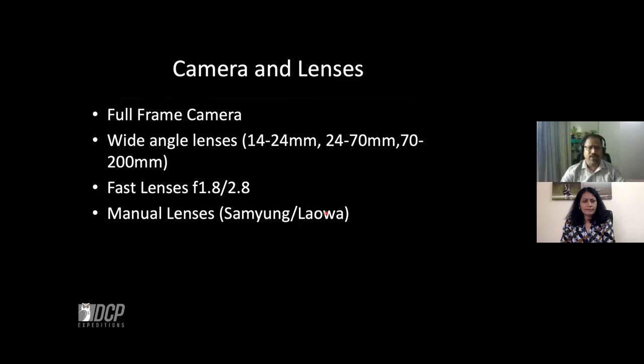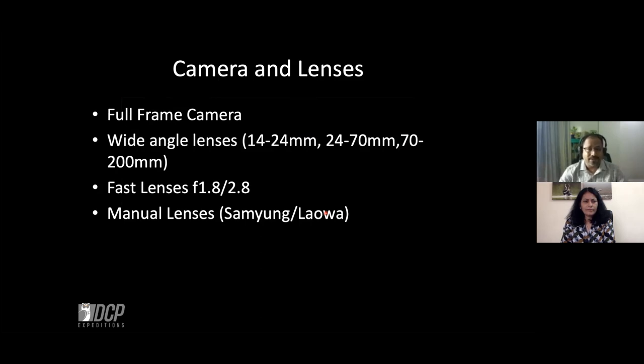Nikon has got a beautiful lens called 14-24. It's built like a tank. It's an amazing lens, very sharp. It's a 2.8 lens. I use both Canon 24-70 as well as Nikon also. And 70-200. Guys, don't get surprised.